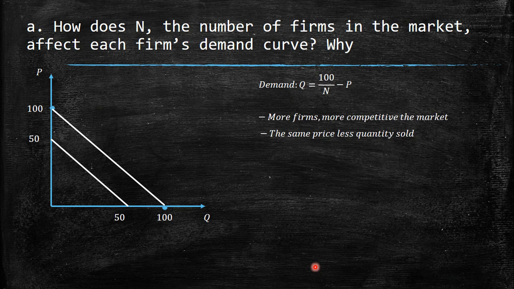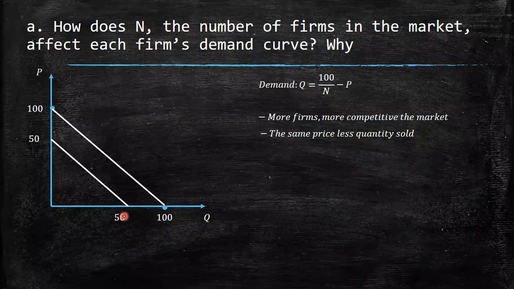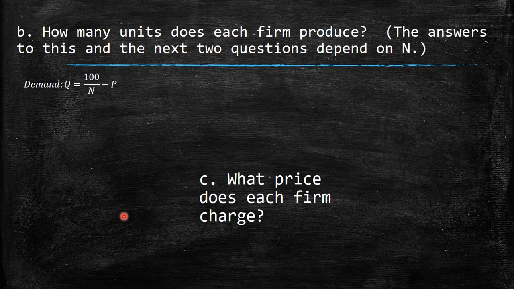The idea is, as I said, more firms, more competitive the market. For example, at the same price, say 40, you will sell more when there are few firms, but when you have more firms, naturally at the same price you will sell less. Then the question is: how many units does each firm produce? The answers to this and the next two questions depend on n. Naturally, it will depend on n because at this time we don't have any fixed value, so we are going to keep n in our equations.